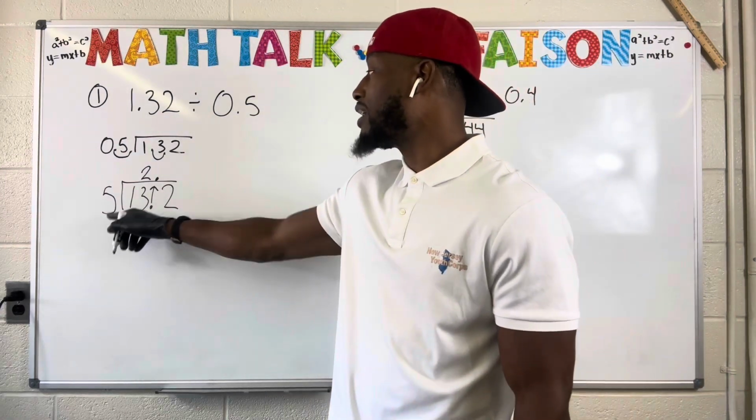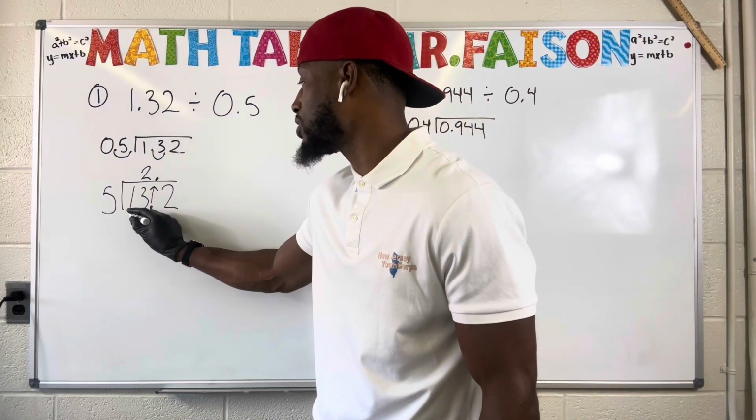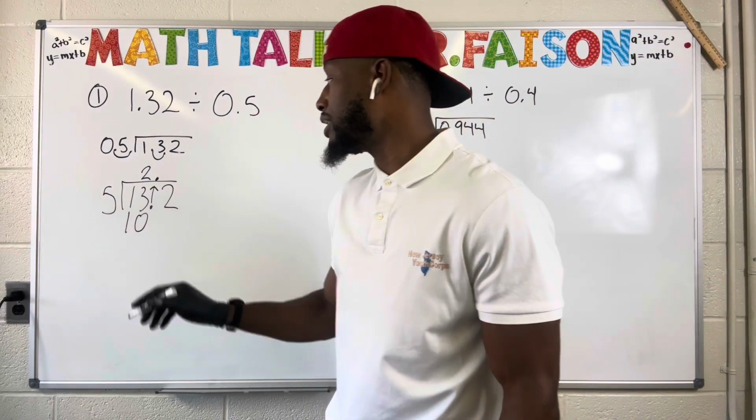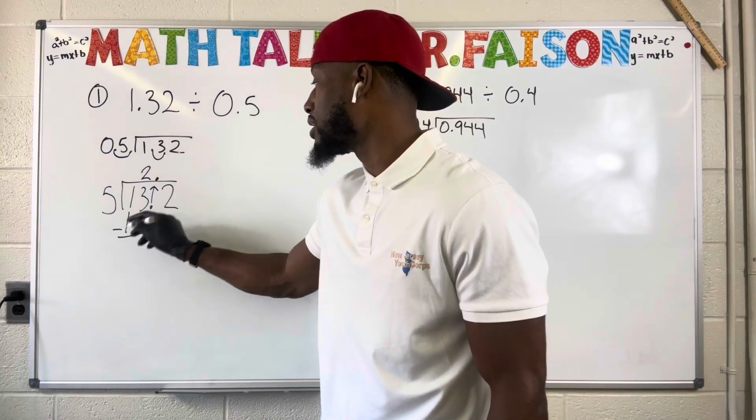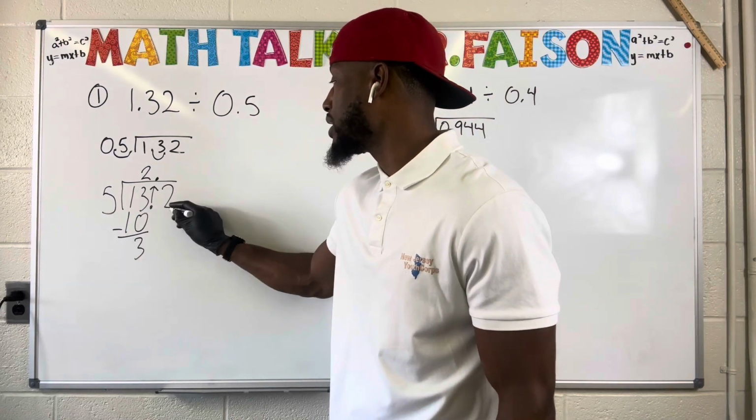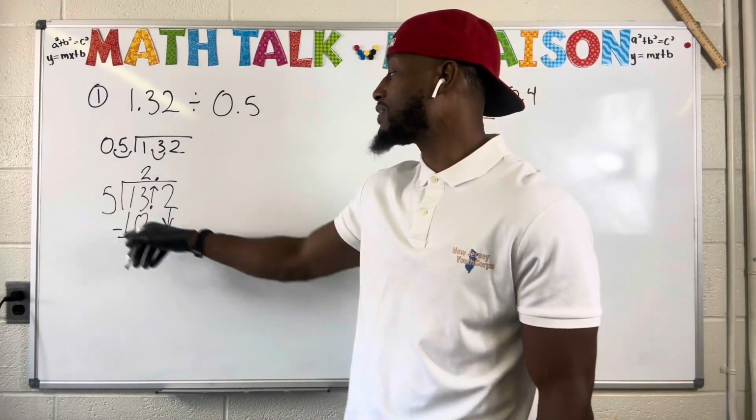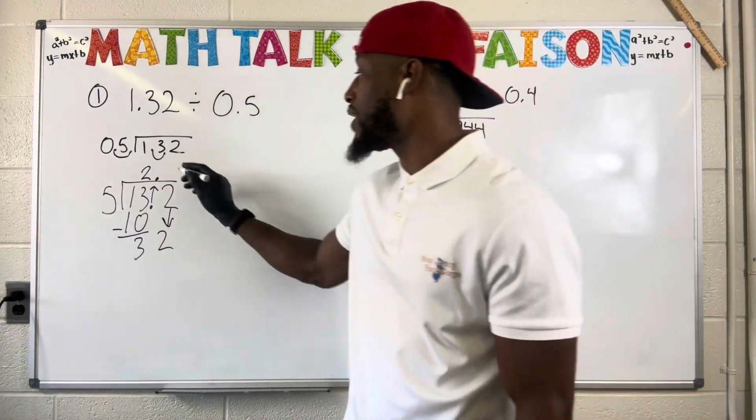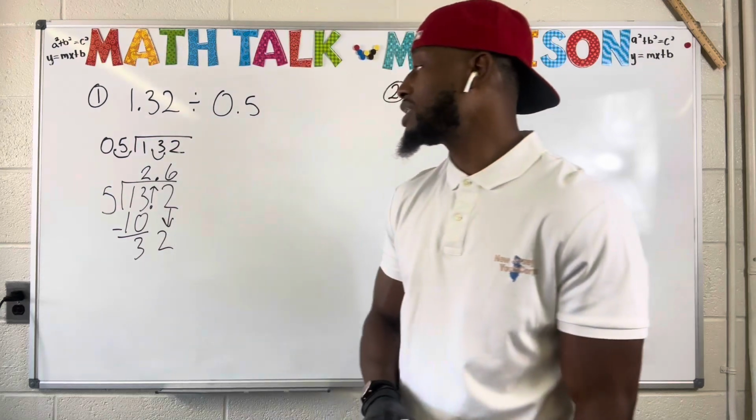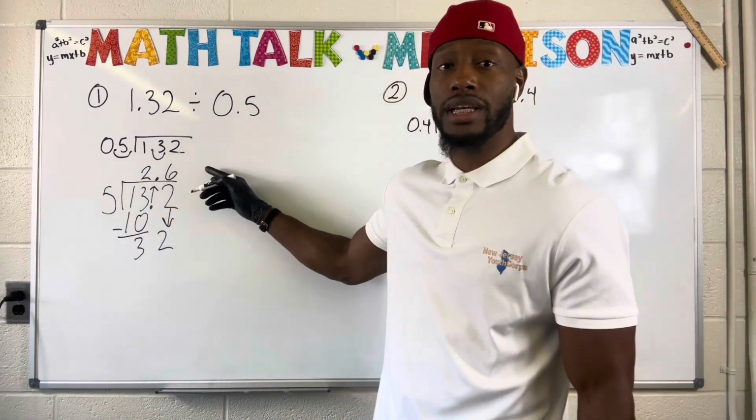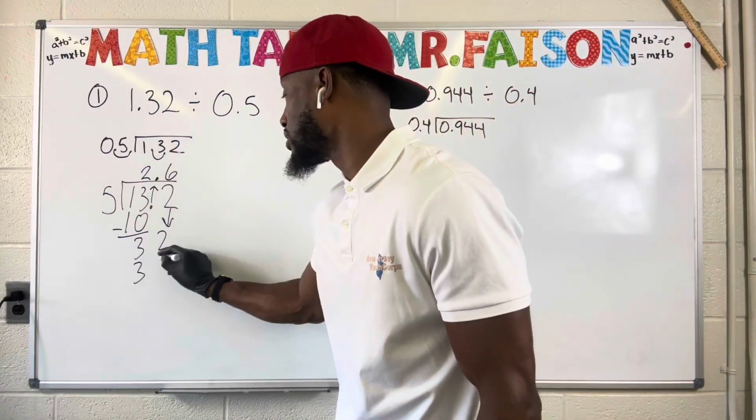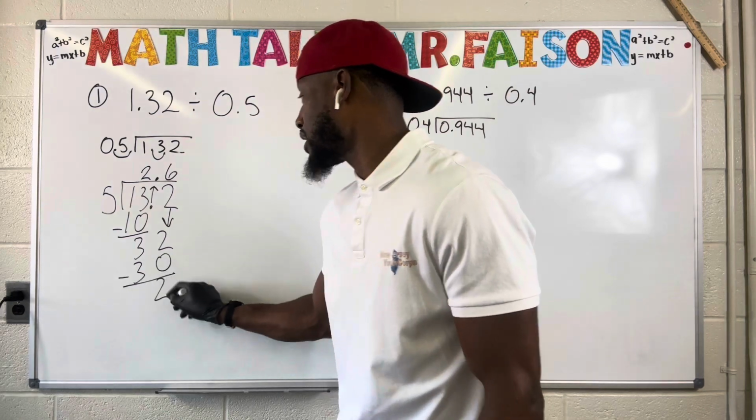Then we're going to do 5 times 2. 5 times 2 is 10. As soon as we get that, we subtract. That's going to give me 3. And we bring this 2 down. All right? Then we're going to ask, how many times does 5 go into 32 evenly? 5 goes into 32 evenly 6 times. 5 times 6 is going to give me 30. I'm going to subtract and I get 2.